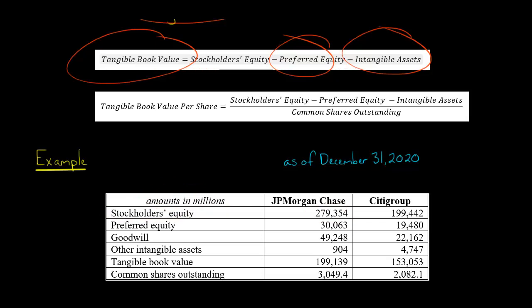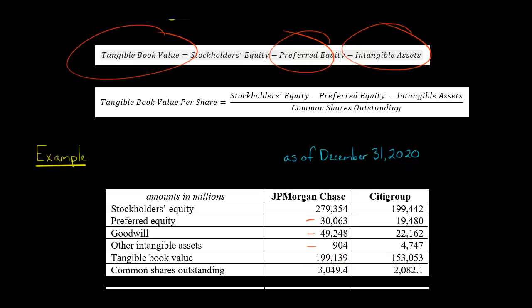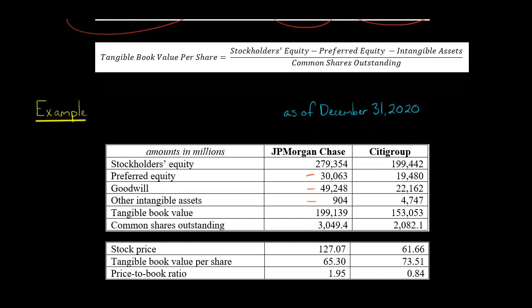Now, to get the tangible book value, we subtract preferred equity, we subtract goodwill, and we subtract other intangible assets. We subtract all those things from the stockholders' equity, and that gives us the tangible book value. Now, if we divide that by the number of common shares outstanding, we get the book value on a per-share basis. So we've got here our tangible book value per share. This number divided by this number is this number here.